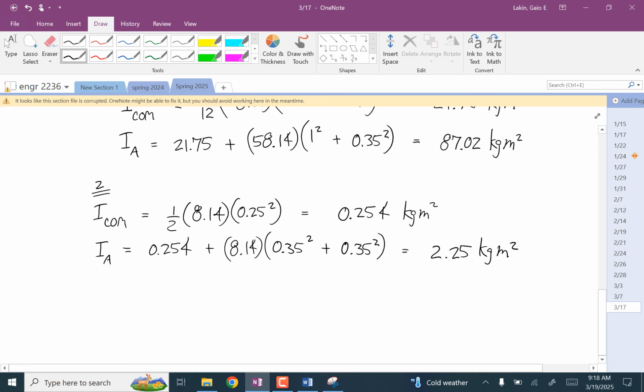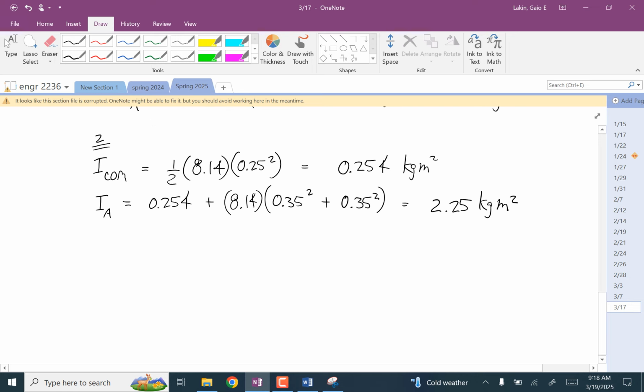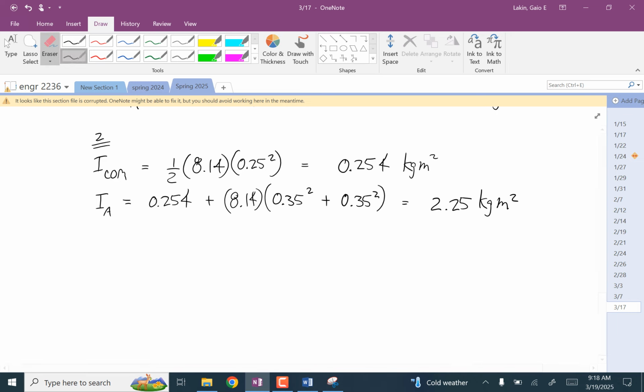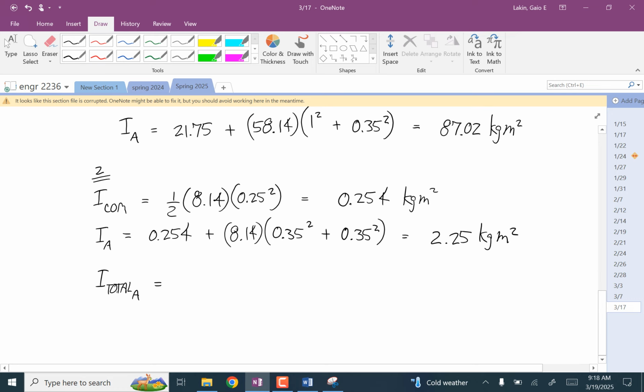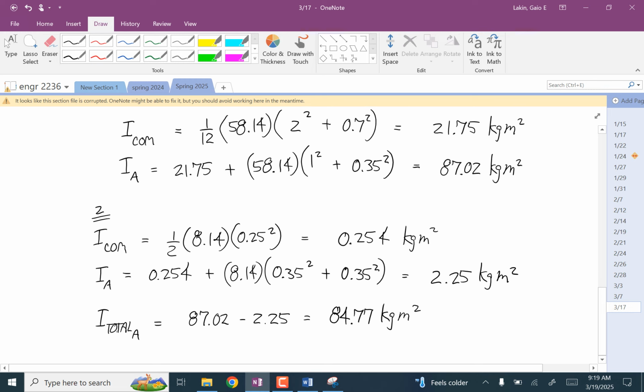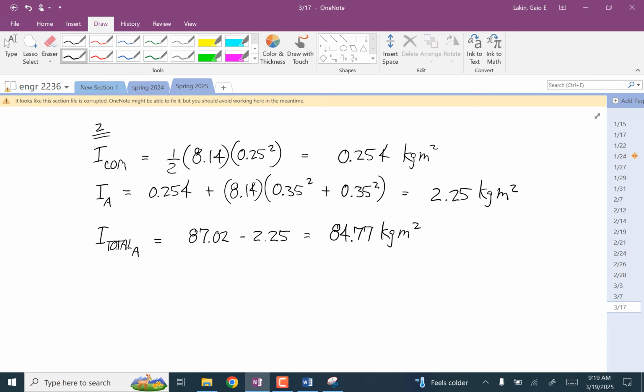So the parallel axis theorem part in this case is a bigger contribution than the moment of inertia about the center. That happens pretty often. And so now finally, the total moment of inertia is 87.02 minus 2.25. So 84.77. Okay. Any questions about that? Well, that was step 2.